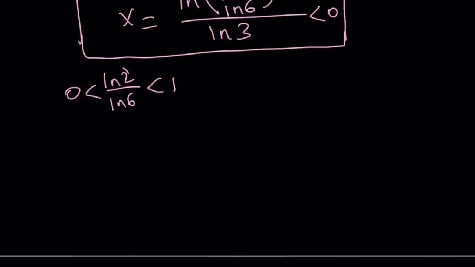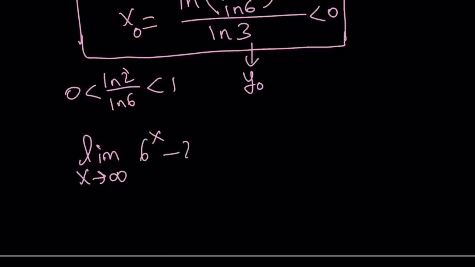So we have a negative x value, and what about the y value? If you plug it in, and let's call this x sub 0, by the way, and let's call the y coordinate y sub 0. So we do have either a maximum or a minimum. Let's go ahead and take a look at a couple other things, such as the limit as x approaches infinity of 6 to the x minus 2 to the x.